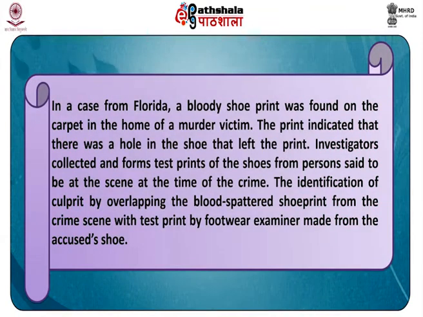For example, in a case from Florida, a bloody shoe print was found on the carpet in the home of a murder victim. The print indicated that there was a hole in the shoe that left the print. Investigators collected and formed test prints of the shoes from the persons said to be at the scene at the time of the crime. The culprit was identified by overlapping the blood-spattered shoe print from the crime scene with the test print made by the footwear examiner from the accused's shoe.